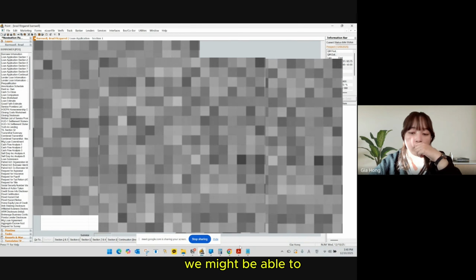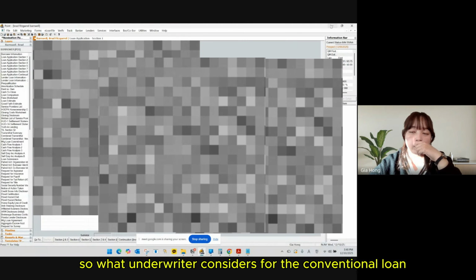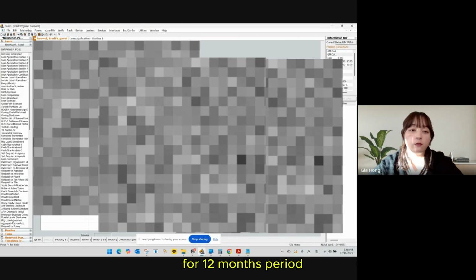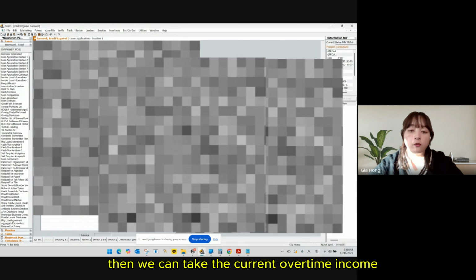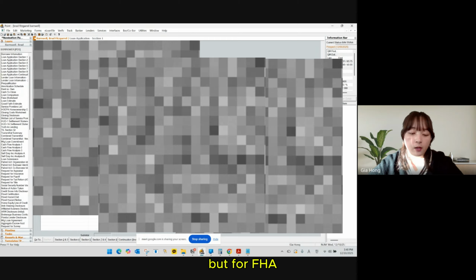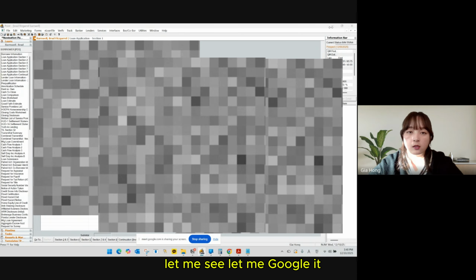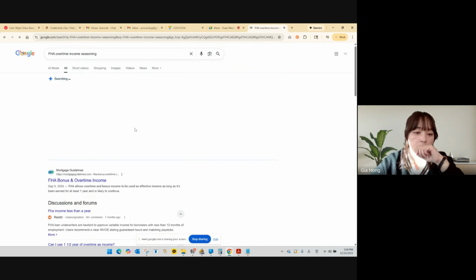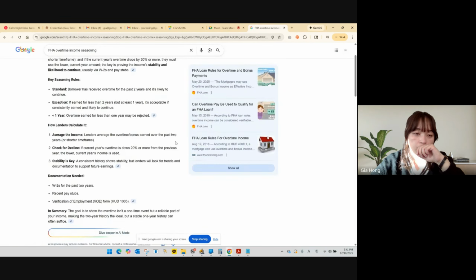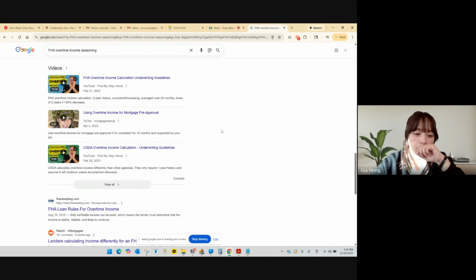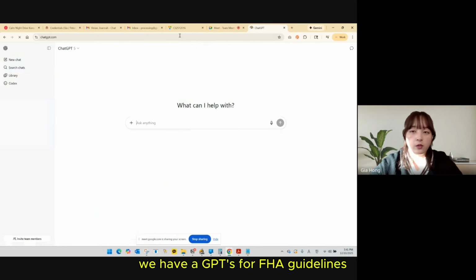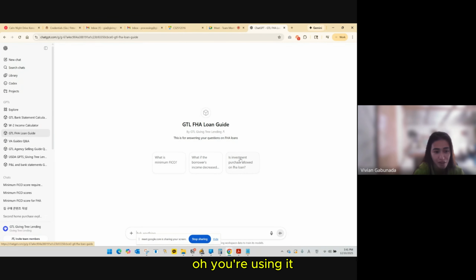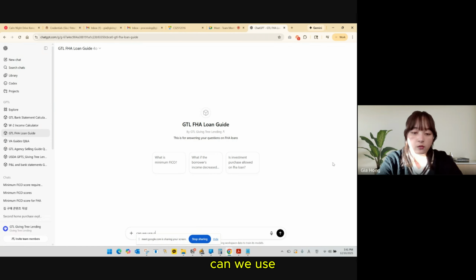We might be able to. What the underwriter considers for a conventional loan, even if you have less than 2 years, as long as the borrower has worked at the current employment for a 12-month period, we can take the current overtime income. But for FHA, let me Google it. Let's use our ChatGPT. Do you know, Vivian, we have GPTs for FHA guidelines if you log in with our account? I'm actually using it for FICO. Oh, you're using it? Okay.